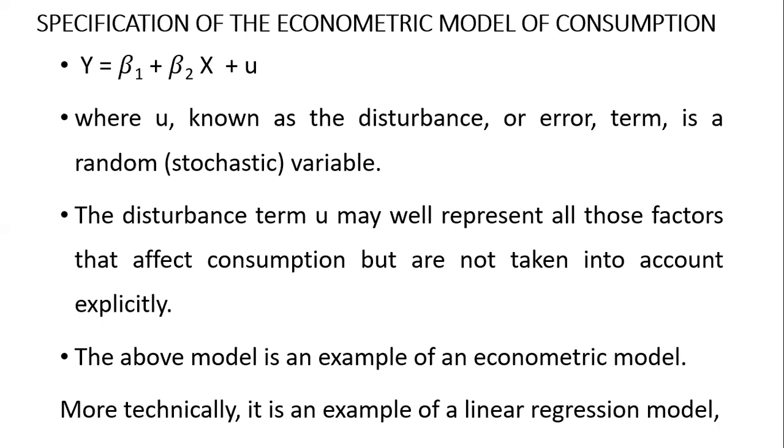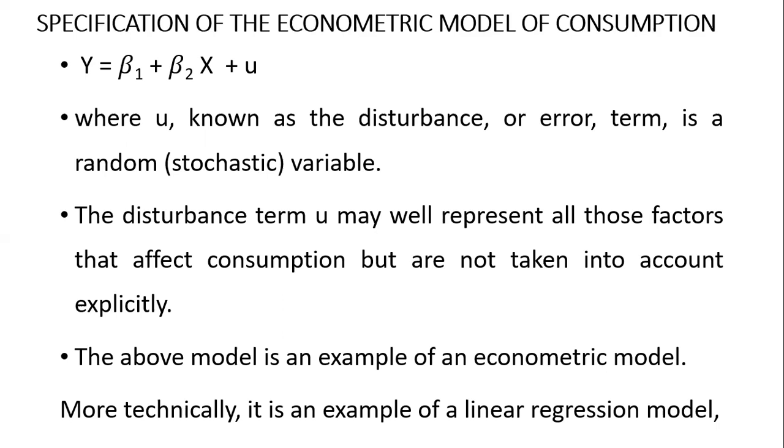What does u mean? Where u, known as the disturbance or error term, is a random stochastic variable. The disturbance term u may well represent all those factors that affect consumption but are not taken into account explicitly in the model. You can see that in the model, we only have Y, which is consumption, equal to beta 1, which is the intercept, plus beta 2, which is the slope.